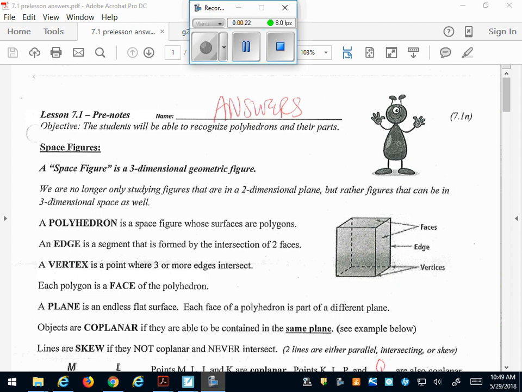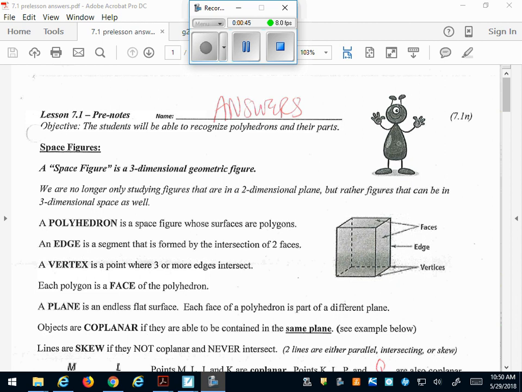Here's the vocabulary. Polyhedron. That covers anything that's three-dimensional and has polygons as its faces. So like a cylinder and a sphere and a cone would not be a polyhedron. Anything circular or curved is not considered a polyhedron because circles are not polygons.